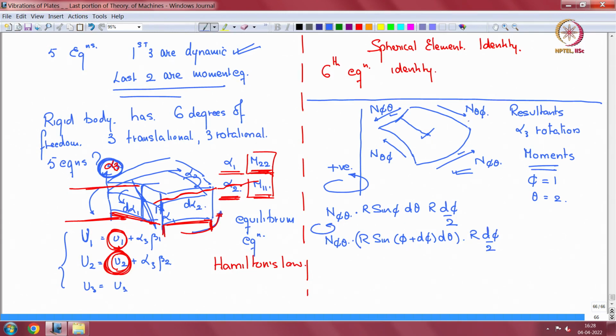Then the reverse moment due to these two. What is that? Minus n theta phi, ignoring the increment here as the length is the same, made into a force r d phi, and the mean length between the two, which is r sine of phi plus d phi by 2 d theta. So this is the moment arm and this is the force. Okay. So now we do all the additions.